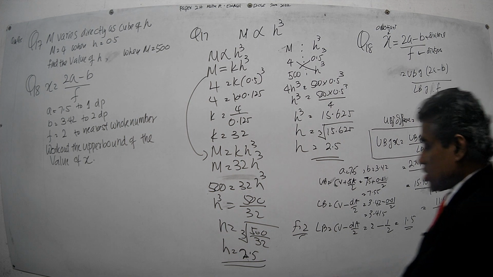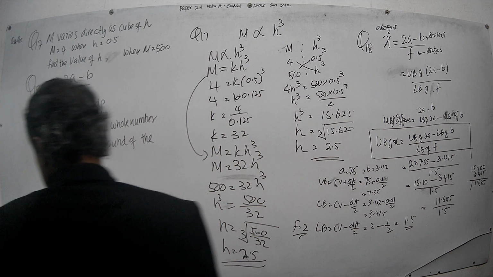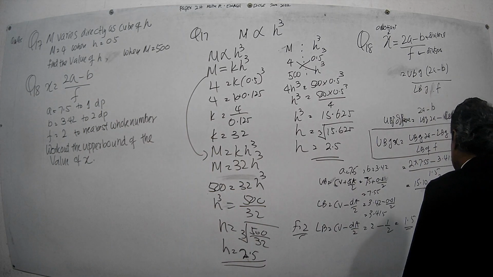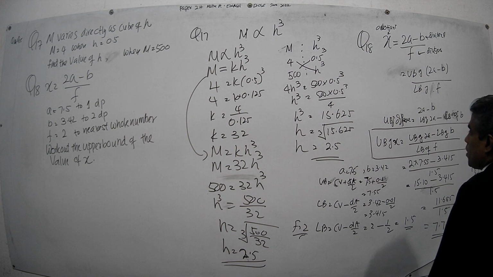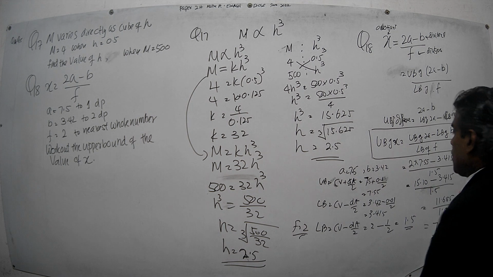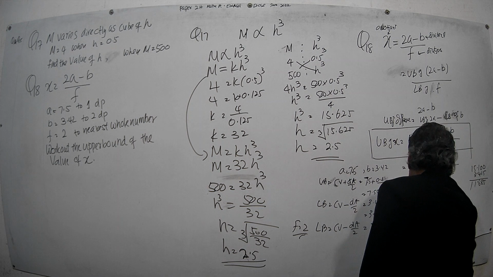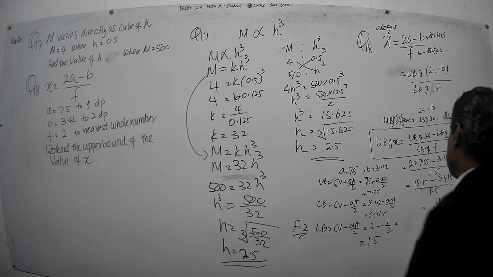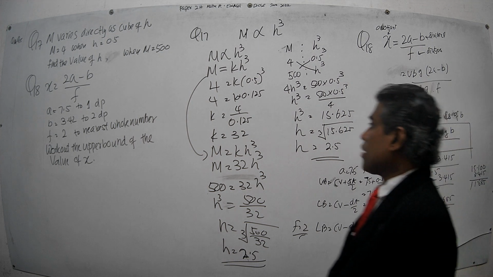The answer is 7.79. That will be the value of the upper bound of x. The upper bound of x is 7.79. That is done.